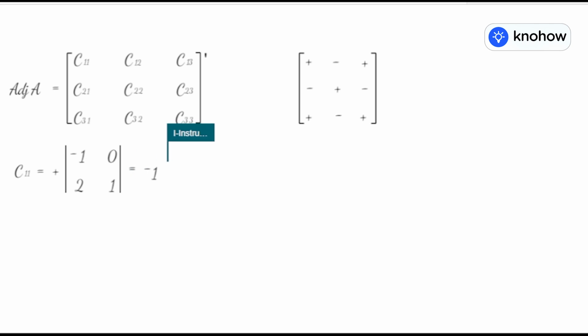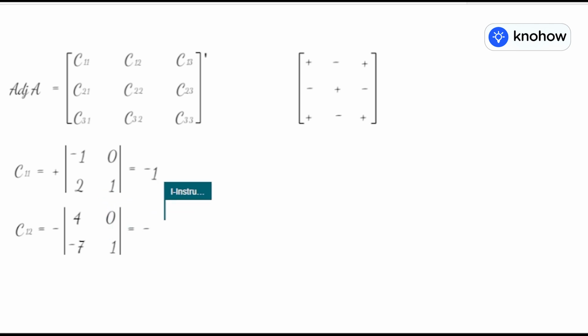Then what is C12? C12 of course will be negative times, delete the row and column through the 1, 2 element, and you get 4, 0, negative 7, 1. So negative times 4 into 1 is 4, so negative 4 minus 0, so you get negative 4.